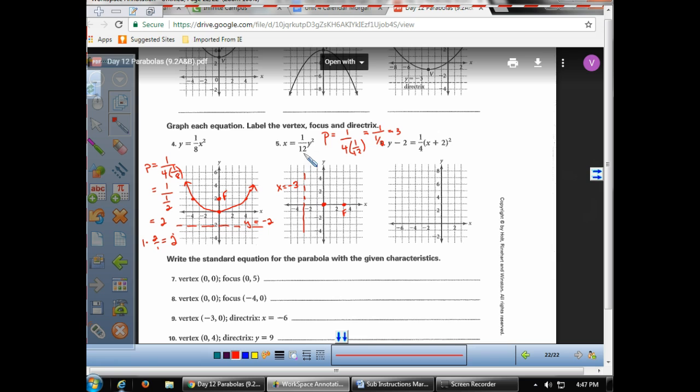Now the focal width, if P is going to be 3, is going to be 4 times that. So that's going to be 12, which means I'm going to go up 6 and down 6. So it's a very, very wide parabola because it's being basically compressed. I didn't draw that very well there, but it looks something like this.